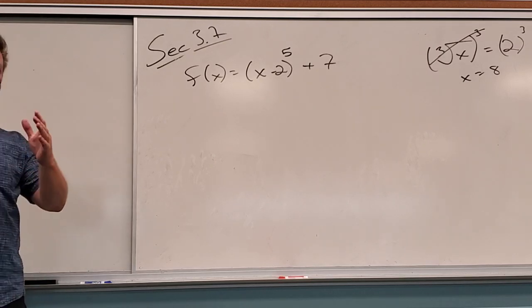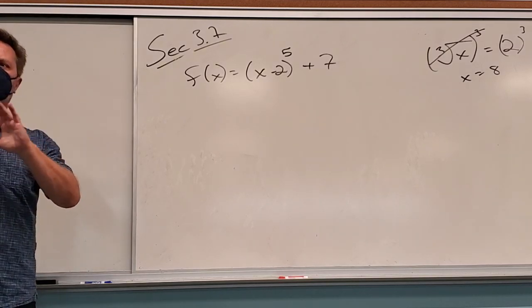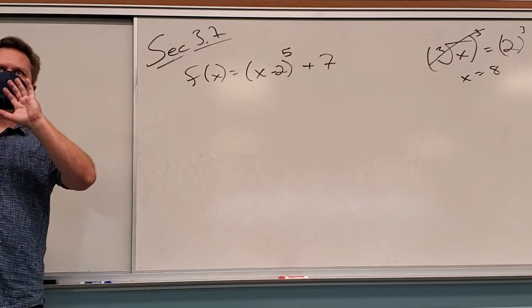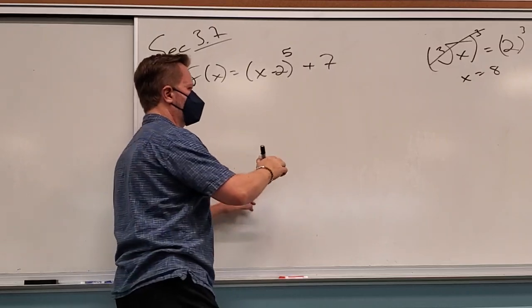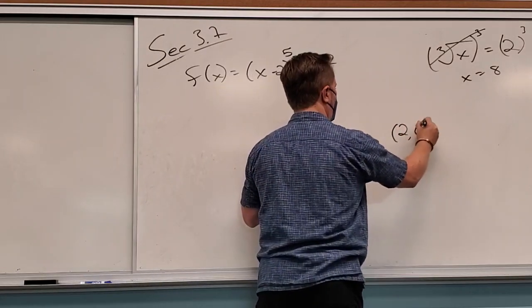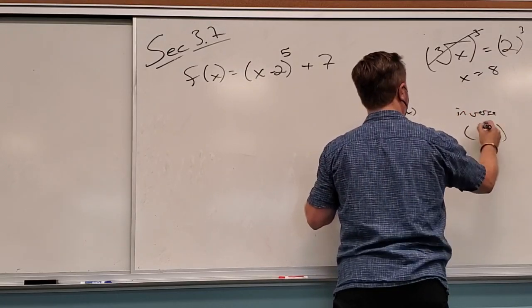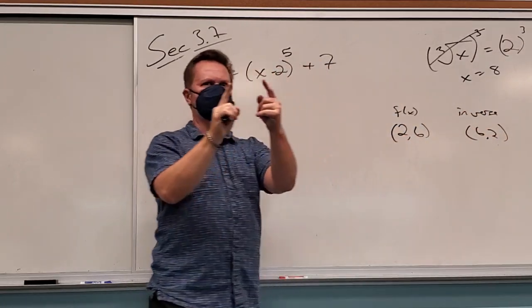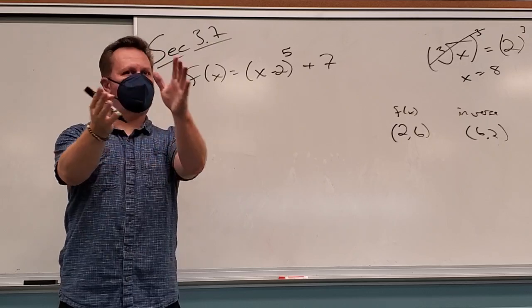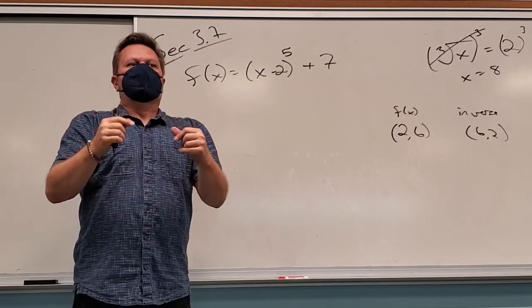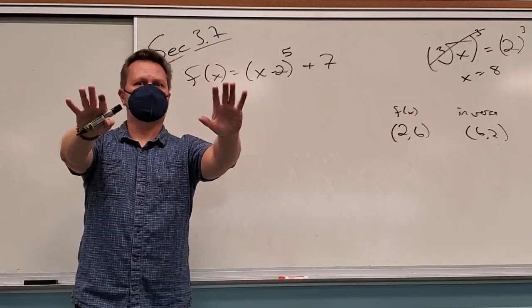So there's a process I can use. And the process makes almost too much sense to believe. So remember what happened with the inverse functions when it was 2, 6 for the original function. What was it for the inverse? 6, 2. Do you see how the x's and the y's switch? And that only makes sense because the inverse should undo what the original did. So watch this. This is almost too good to believe.